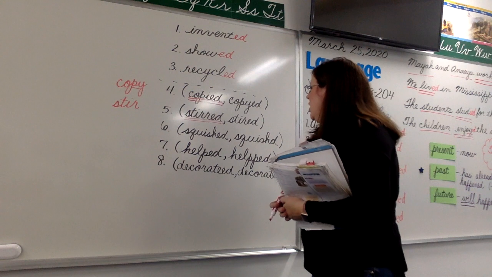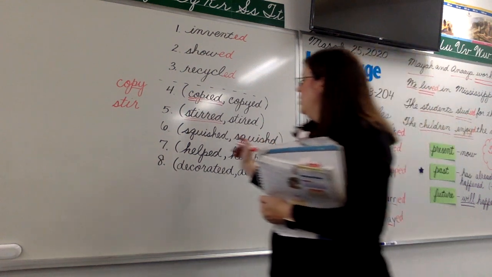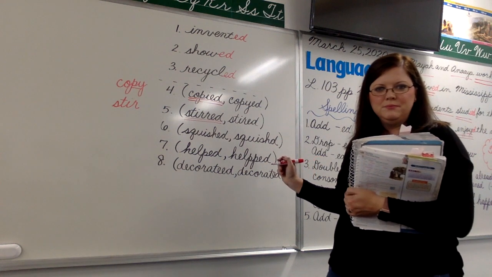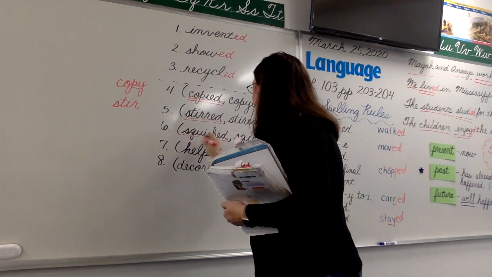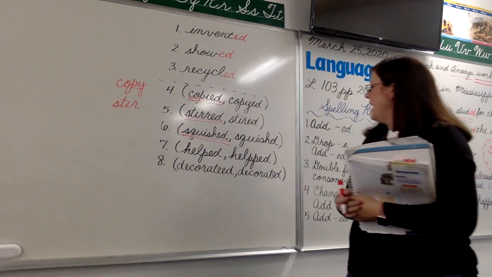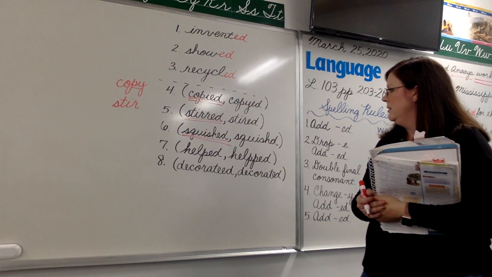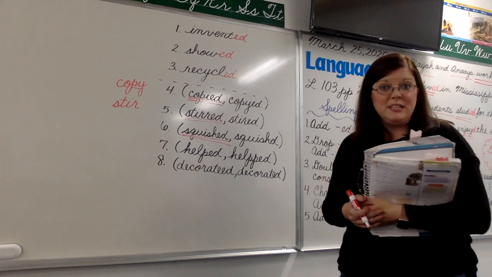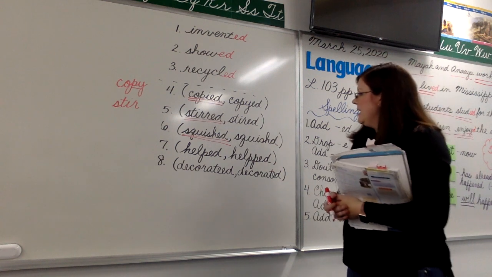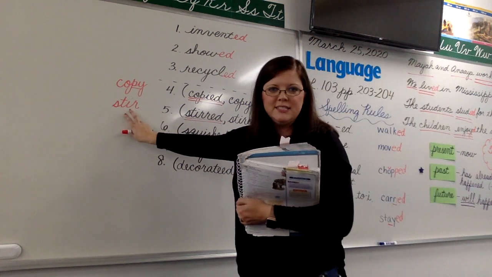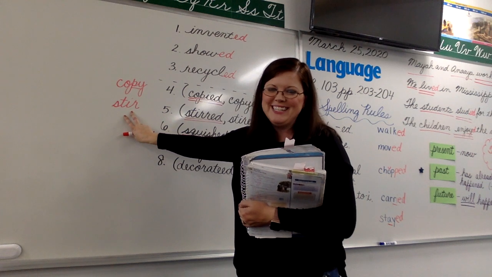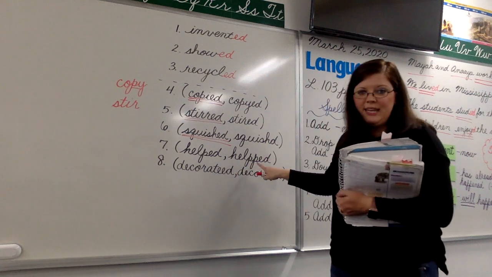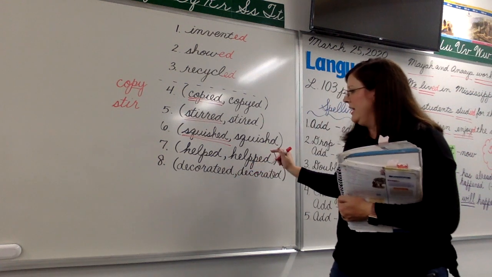Let's keep going. Squished, squished. Which one did they add an ED to? The first one. Number 7, help. That's the original form, helped. Now, help is a short word, yes, but does it end with a vowel and a consonant side by side like stir? No, it doesn't. It ends with a vowel, consonant, consonant. So there's no need to do the doubling here, not in the least.